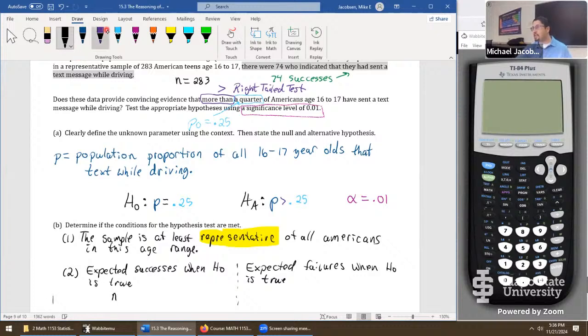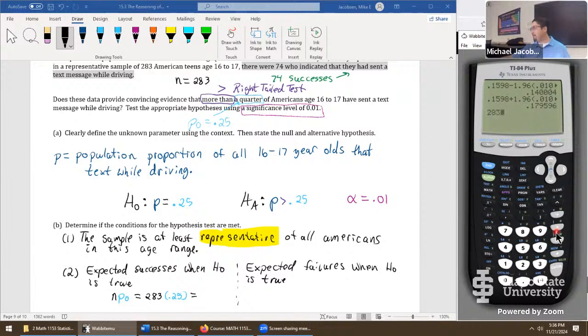So we'd be taking n times P naught, which in this problem is 283 multiplied by 0.25. So 1/4 of 283. Let's just go with a times 0.25. That gives us 70.75 successes. It had to be greater than or equal to 10, so we meet that benchmark there. I'll put a small check on a lot of these problems just to convey that was what we wanted to see, greater than or equal to 10.